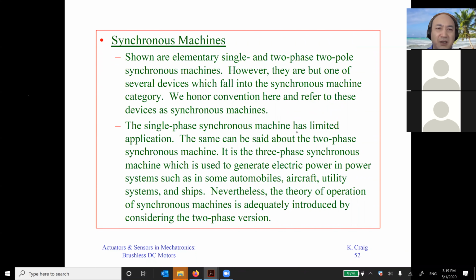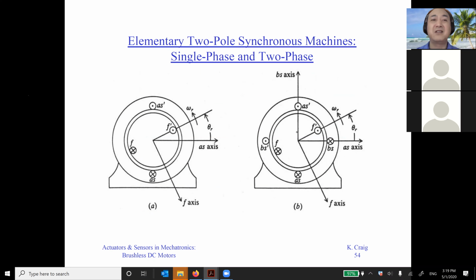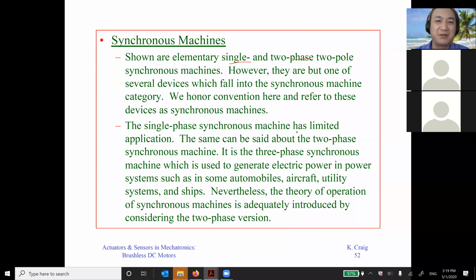So you have a single and two pole, two phase synchronous machine. You can see they look all similar. It's a little bit hard to explain. They look similar, but one of the several devices fall into what they call the synchronous machine category. That means they go with the same speed.